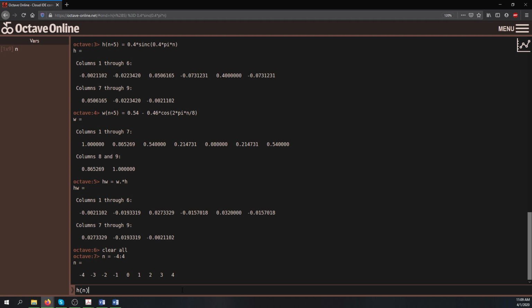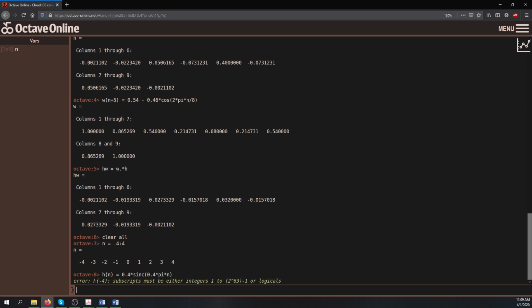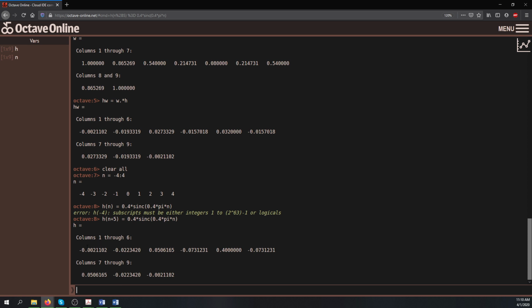So I'll just show you what will happen if we did this just with h of n. So 0.4 multiplied by sinc of 0.4 by pi by n. Octave here will complain and say h of -4 subscripts must be either integers 1 to 2 to the power 63 or -1, or logicals, meaning that it only can take positive indexes. So this is why we need to offset the index when we're doing this. So h of n plus 5, because -4 plus 5 will give us a result of 1 here, is equal to 0.4 by sinc of 0.4 by pi by n. And this will calculate out all the values for our h vector.